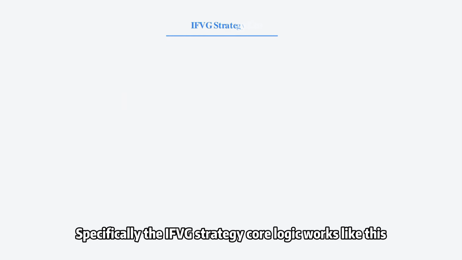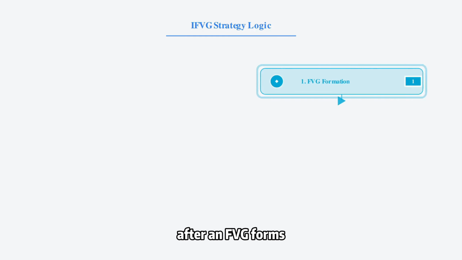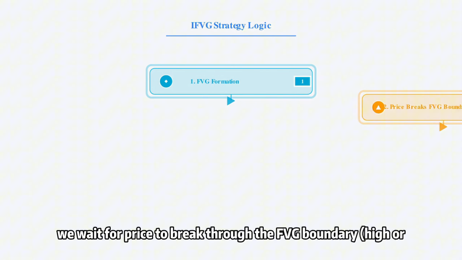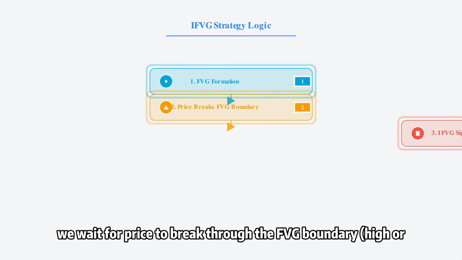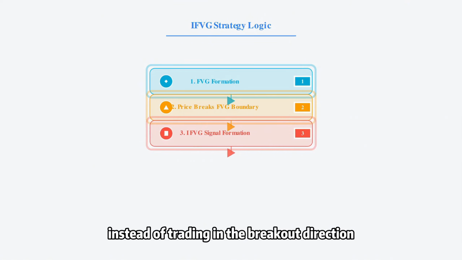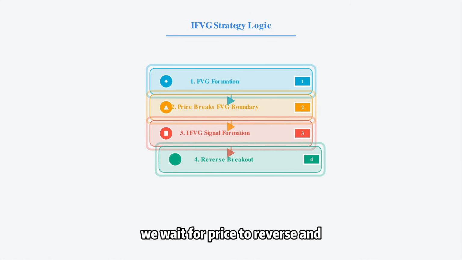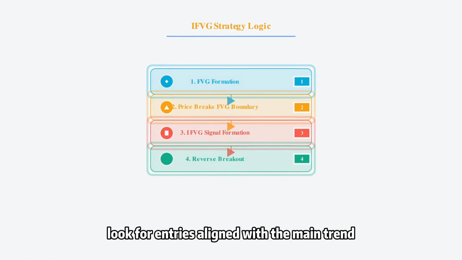Specifically, the IFVG strategy core logic works like this. After an IFVG forms, we wait for price to break through the IFVG boundary, high or low. Once the breakout happens, instead of trading in the breakout direction, we wait for price to reverse and look for entries aligned with the main trend.